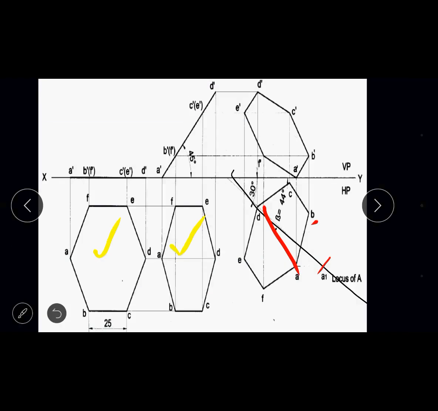You can see that along the line AD you have two corners of the hexagon. Out of 6 corners of the hexagon, 2 corners are available, that is corner A and corner D. What about the other 4 corners? So we have corner A and corner D available on the median line. Now we have to find out the other 4 corners, that is corner B, corner C, corner E and corner F. How to find out? Let us proceed.